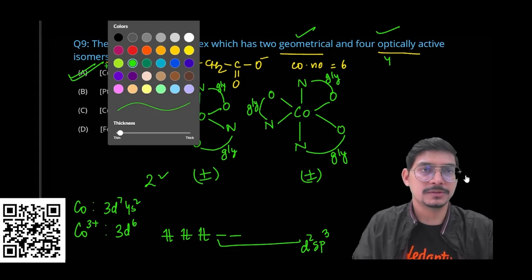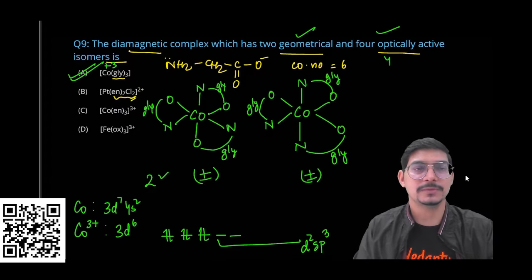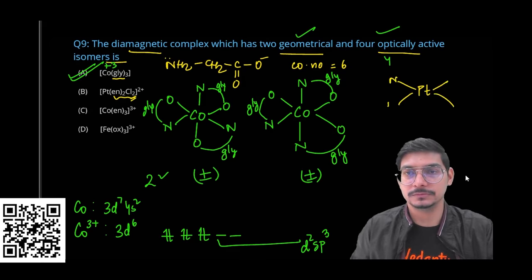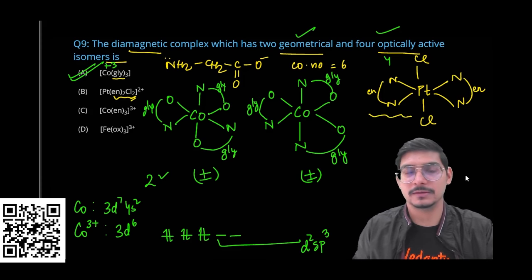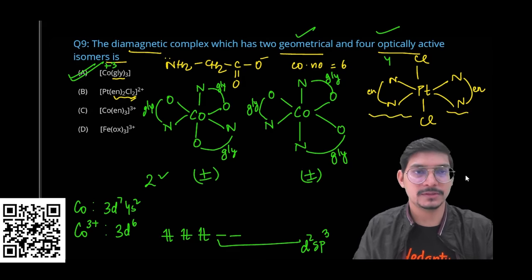Let us look at the other options. In second option, we have Pt(en)2Cl2. Now we know that Pt(en)2Cl2 has two geometrical isomers. The two chlorine atoms could be cis or trans with respect to each other, but it will not show 4 optically active isomers, right? Because the trans form has a plane of symmetry here. So this is the structure of the trans isomer of this complex. So you can clearly see that there is a plane of symmetry that cuts this molecule, right? The left half and the right half, they are identical. So it has only 2 optically active isomers. The cis form exists as a pair of enantiomers. So this cannot be the correct answer.